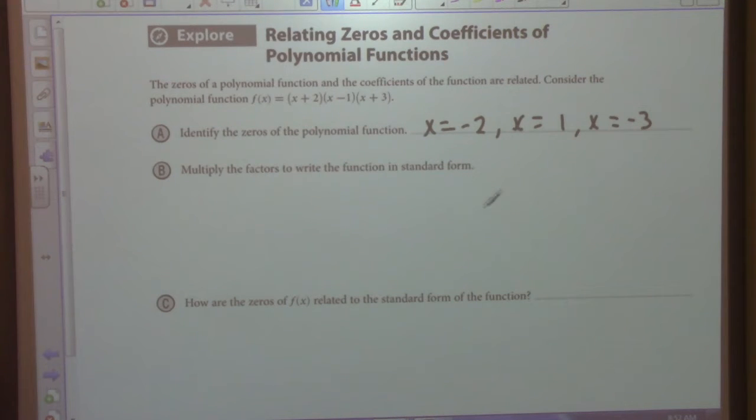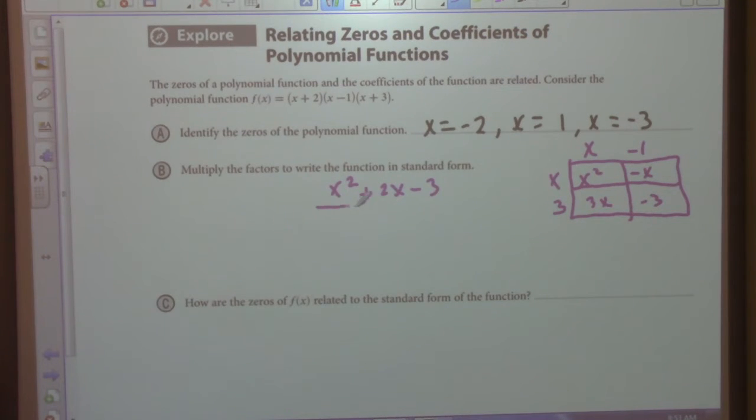Now multiply the factors to write the function in standard form. Well, how do you multiply these factors together? One thing that we've done in this class before is something like this, right? I'm going to multiply these two factors first. So I'll put x minus 1 and x plus 3. We get x squared minus x plus 3x and negative 3. And so from this we get x squared plus 2x, do you see that? And then minus 3.